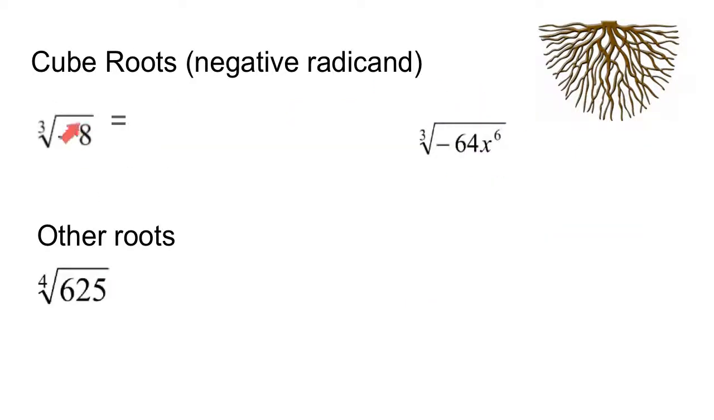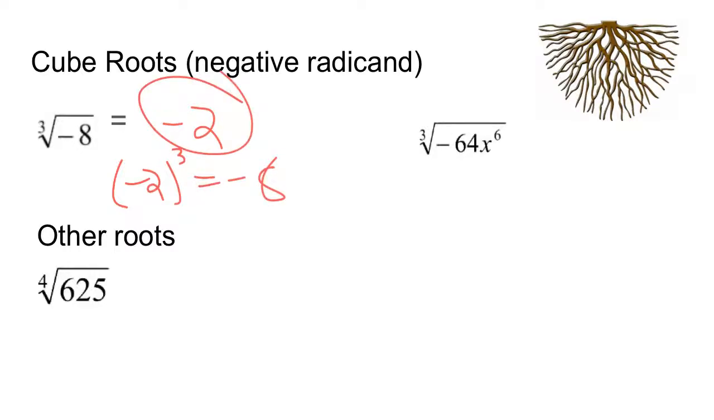I said earlier that you cannot have a negative radicand on a square root, however you can on a cube root, because the answer here would be negative 2, and that's because negative 2 times negative 2 times negative 2 is negative 8. So that's why we can have a negative radicand on a cube root, or even a fifth or seventh, any odd root. This next one, we have the third root of negative 64, so that would be negative 4, because negative 4 times negative 4 times negative 4 gives you negative 64.